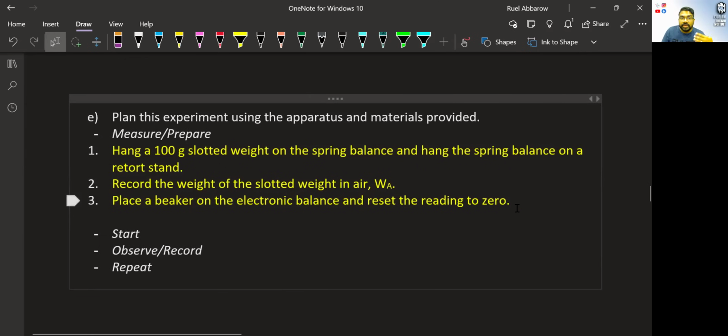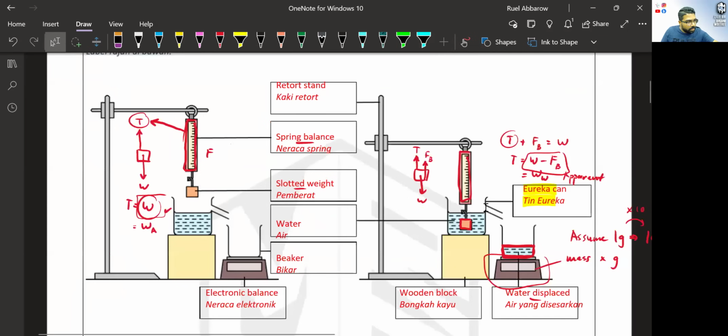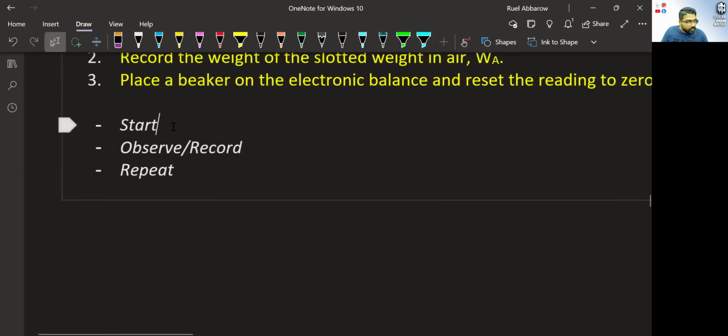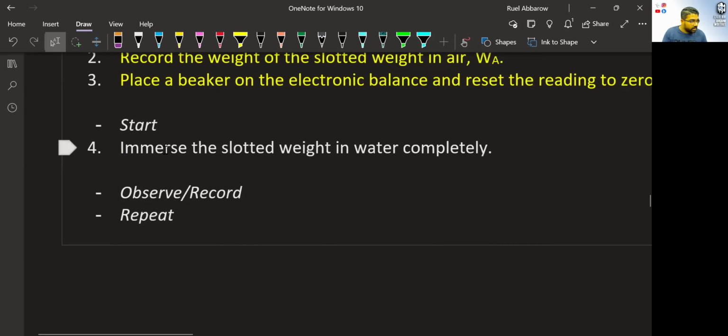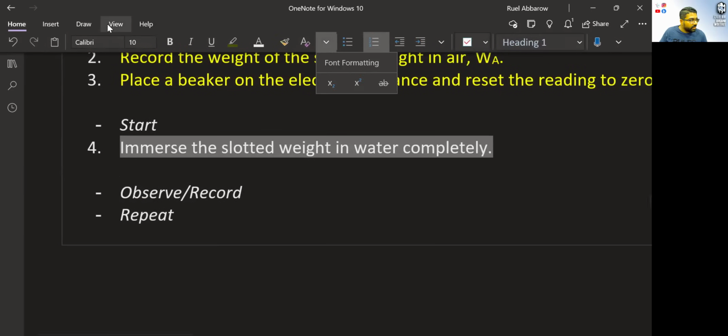So what do you do to actually start the experiment? What is the action that we perform to begin? We are going to immerse the object in the water, isn't it? That's the start step. That's it. So when we start, what we're going to do is immerse the slotted weight in water completely. Okay, fully immerse it. It must be completely submerged.